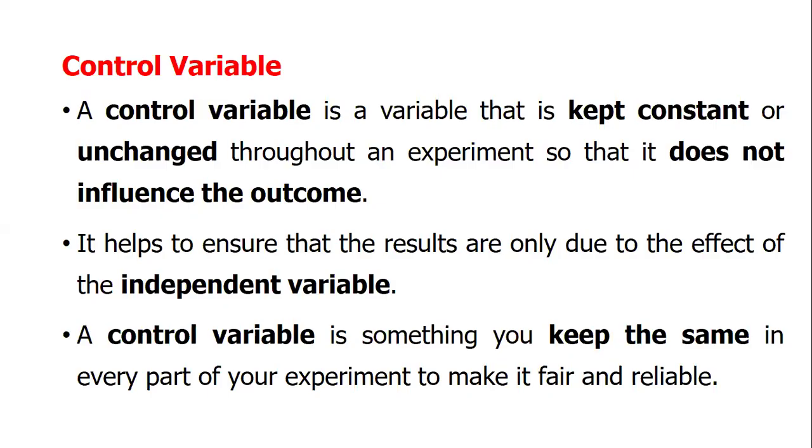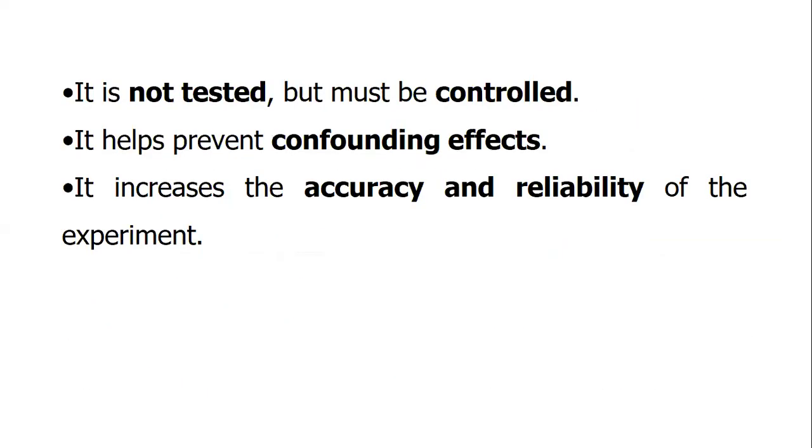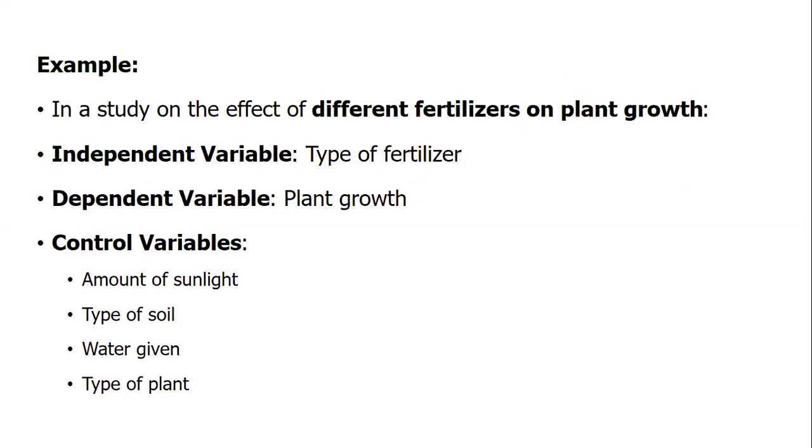A control variable is something you keep the same in every part of your experiment to make it fair and reliable. It is not tested but must be controlled. It helps prevent confounding effects. It increases the accuracy and reliability of the experiment.